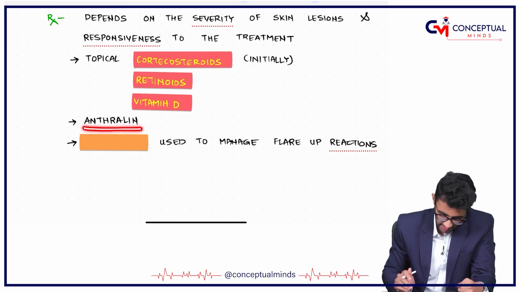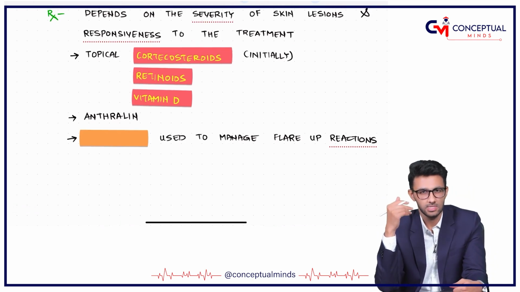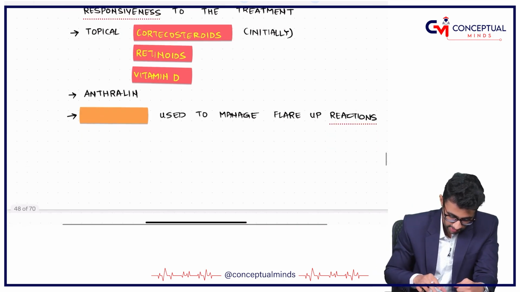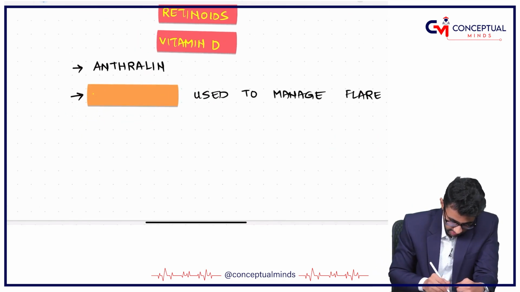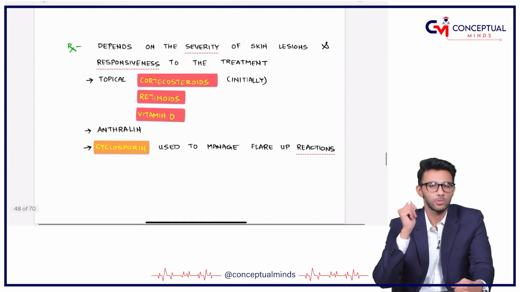But the last point in the treatment aspect is whenever there is an excessive flare up, we have to use cyclosporin. That is very important. This is an important point. Cyclosporin has to be given. Alright, so that was all about psoriasis.